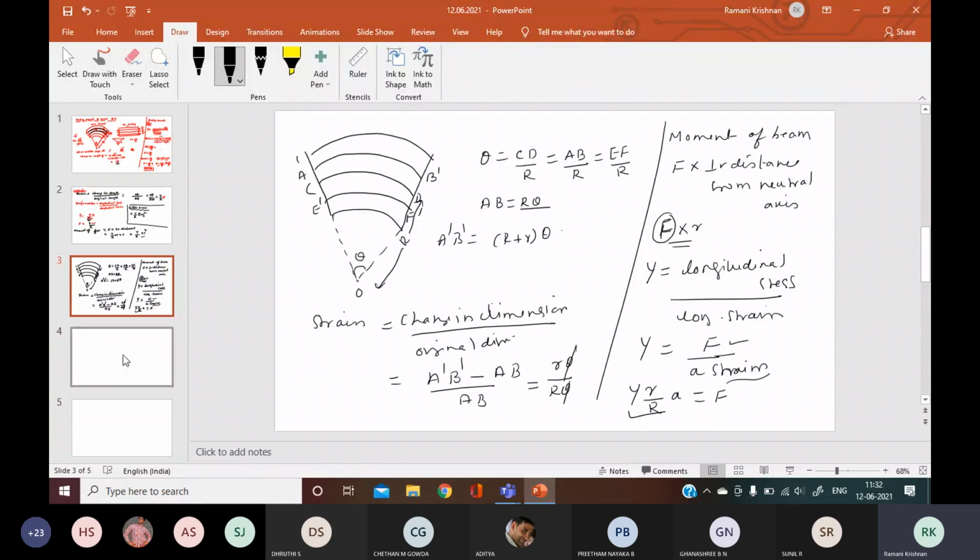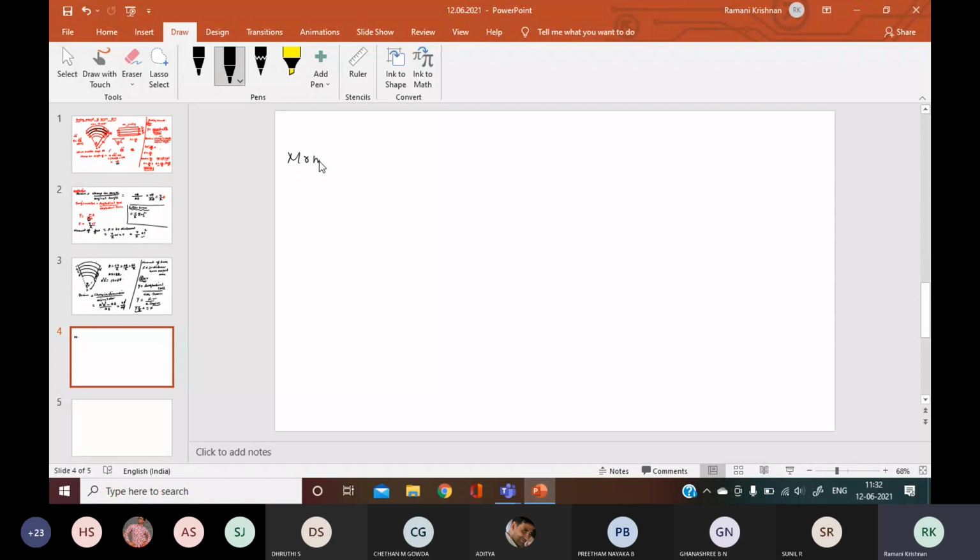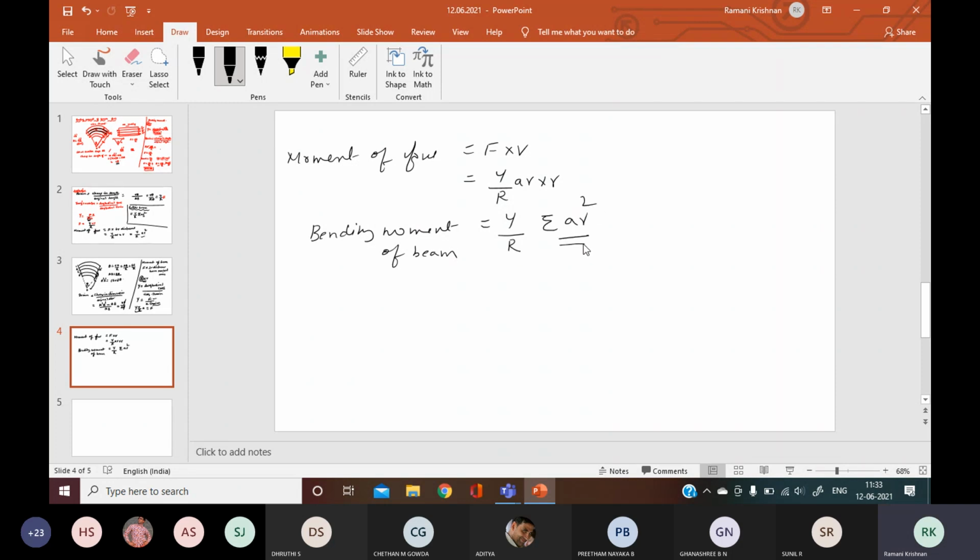Then moment of force. What is the moment of force for the beam? Moment of force means force into perpendicular distance. So it is equal to Y by R A r into r. This is called the bending moment of the beam. It is summation of A r square. Now, just like M r square, what is summation of M r square? You have seen it somewhere. Summation of M r square is called what?